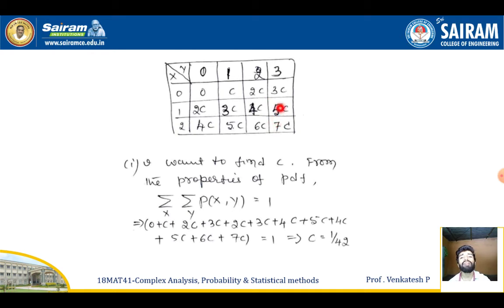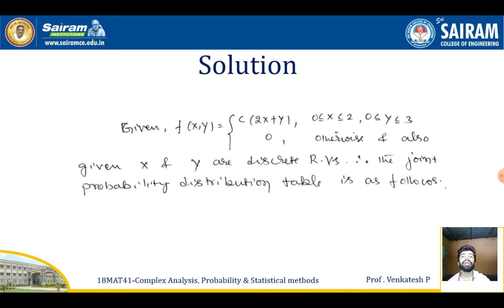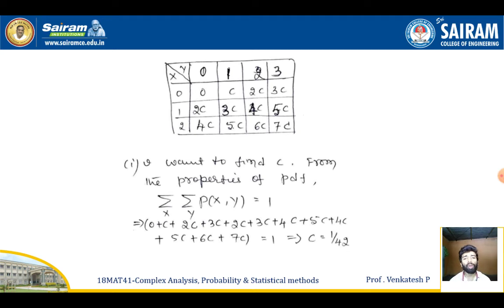So all these values are obtained from the given function f of x comma y equal to c of 2x plus y with respect to the given random variable range. Now we know that the summation of all these elements should always be equal to 1. So now I am going to frame the marginal distribution. Adding all these complete rows and complete columns, I will get some value. If I equate that value to 1, I will get the value of c.